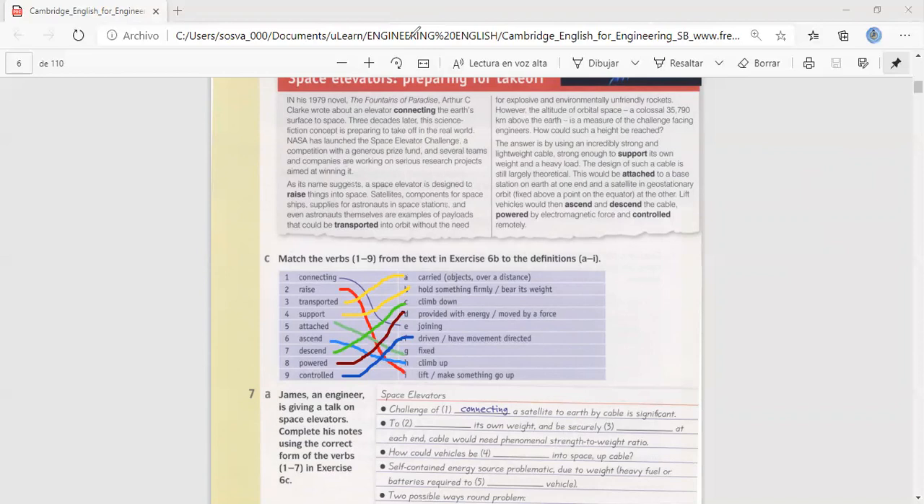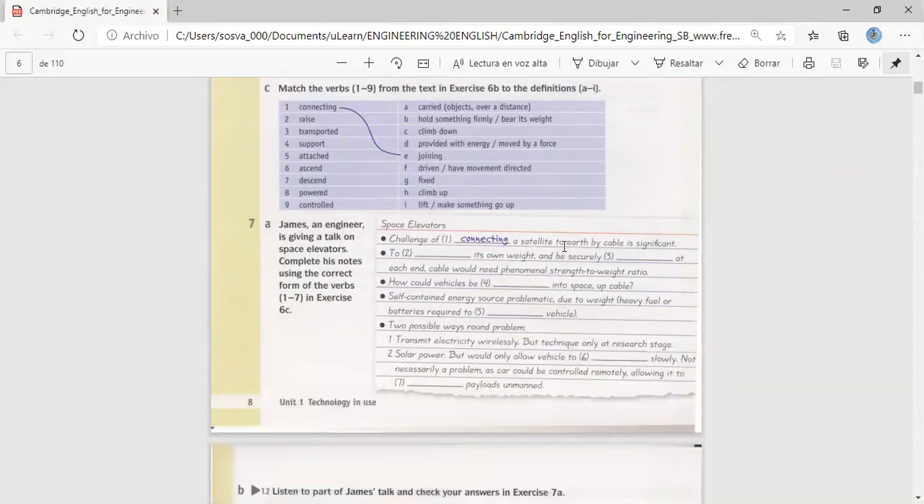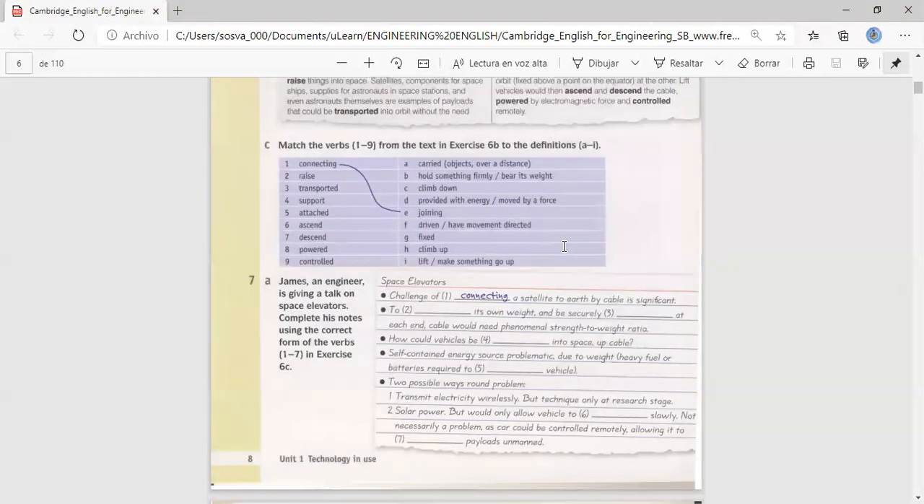Let me erase these things in here. There it is. And now let's move down to exercise 7, where we have like a half sheet of paper, and it says, James, an engineer, is giving a talk on space elevators. Complete his notes using the correct form of the verbs 1 through 7 in exercise 6C. So we're going to use the vocabulary that we used before.